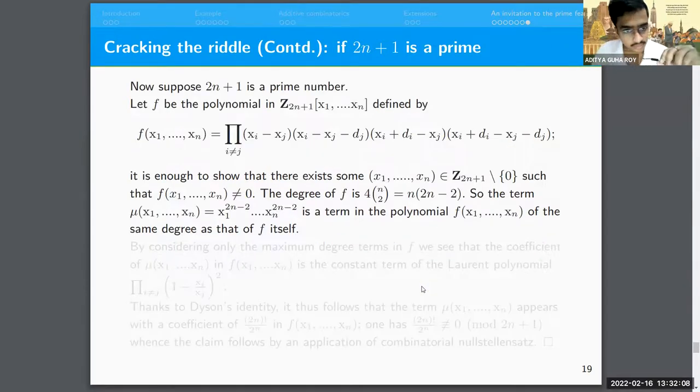All right. So the next part, the more interesting one, is when 2n plus 1 is a prime number. Suppose 2n plus 1 is a prime number. Then we consider this polynomial f over Z_{2n+1}, defined by f(x_1 to x_n) equal to the product over i not equal to j of (x_i minus x_j), (x_i minus x_j minus d_j), (x_i plus d_i minus x_j), and (x_i plus d_i minus x_j minus d_j). It is actually easy to guess what polynomial we should be working with, because if we consider x_i to be the position of the female members of the couples, then this polynomial being non-zero, or a certain term of this polynomial being non-zero, essentially means that the i-th and the j-th female members are placed in different positions.